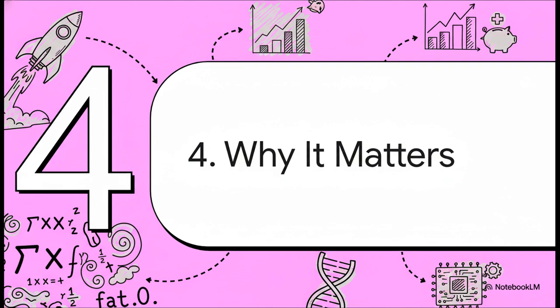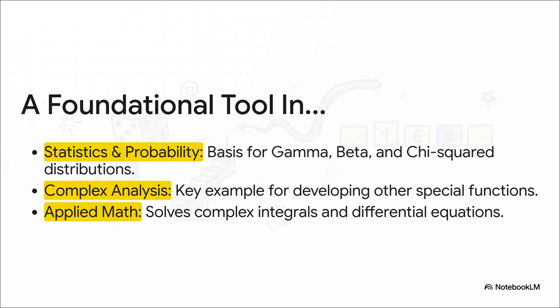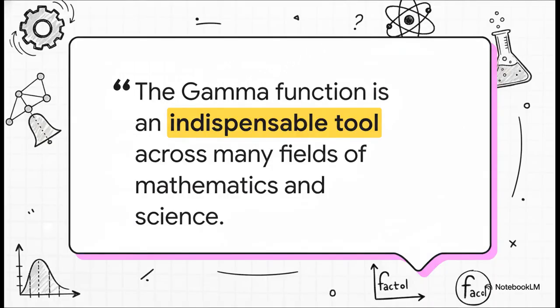Now, this is all fascinating stuff, but you might be asking yourself, so what? Why does any of this abstract math actually matter in the real world? Well, it matters a lot. The gamma function isn't some dusty old idea. It's a foundational tool, a real workhorse in tons of fields. In statistics and probability, it's the absolute backbone of really important probability distributions that we use to model the world. And in higher-level math like complex analysis and calculus, it just pops up everywhere, helping us solve ridiculously complex problems. You could really boil it down to this. The gamma function is an indispensable tool across many fields of mathematics and science. It's a non-negotiable part of the toolkit for scientists, engineers, and statisticians all over the world.